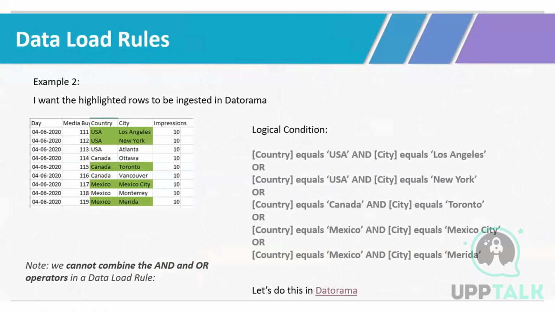So when you have both country and city, I definitely want the US, but I don't want all the cities of the US. I want this to be only Los Angeles and New York for the US, and for Canada, I want Toronto, and then I want Mexico City and Merida, and not Monterrey. So in this scenario, what you can do is create another load rule.